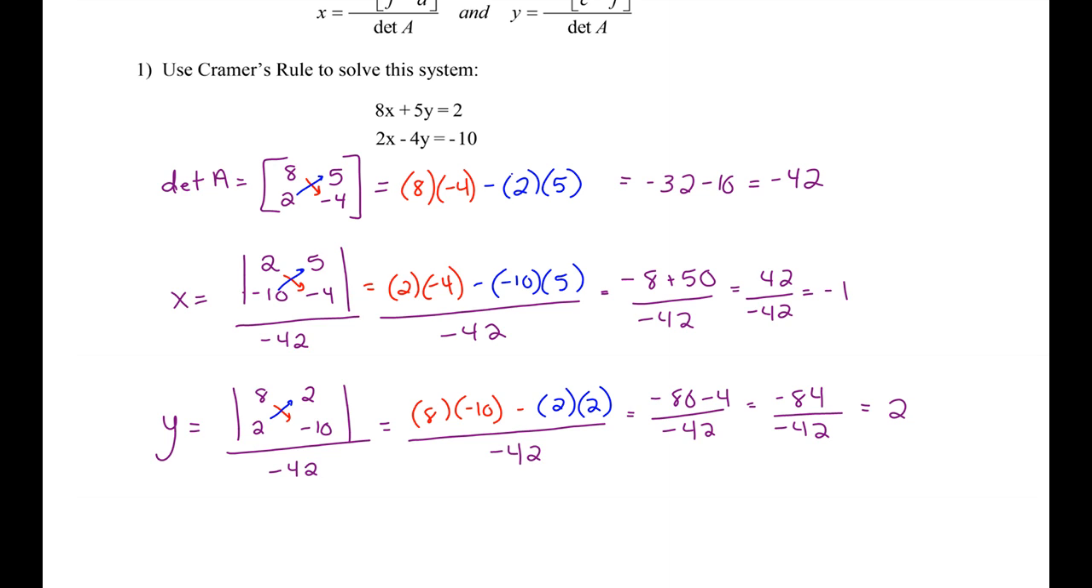Because we're solving a system, remember that your answer should be an ordered pair. My x was negative 1, my y was 2. And that would be our solution. On the next page, you'll see using Cramer's rule using a 3 by 3 system. We will talk about that example tomorrow in class.